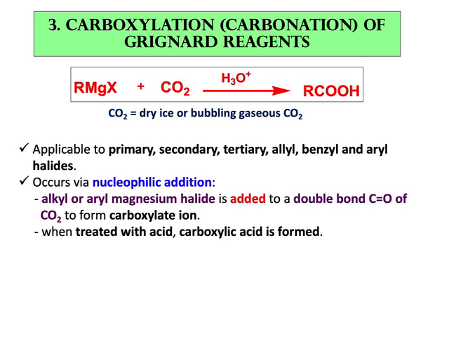Next, how to prepare a carboxylic acid from the carboxylation of a Grignard reagent. In this preparation, we need the Grignard reagent. This is the chemical equation: RMgX plus carbon dioxide, in the presence of acid, gives the carboxylic acid product. It is only applicable for primary, secondary, tertiary, allyl, benzyl and aryl halides. The mechanism in this preparation is nucleophilic addition. We add the alkyl or aryl magnesium halide to the C double bond O to form the carboxylate ion. The reagent must be a Grignard reagent.